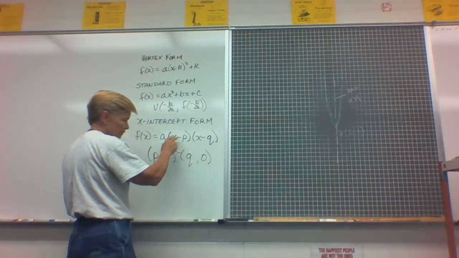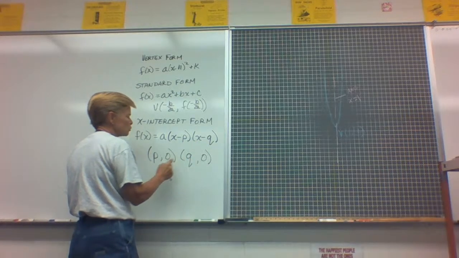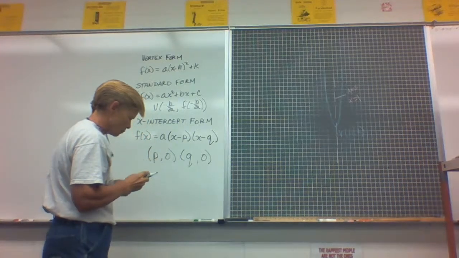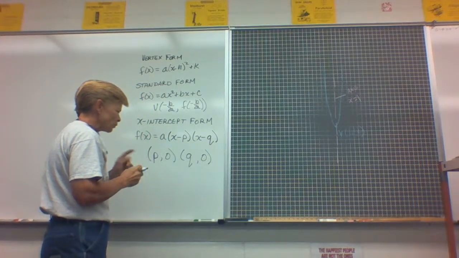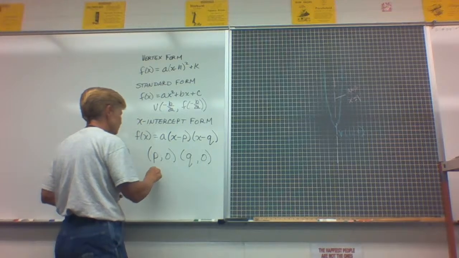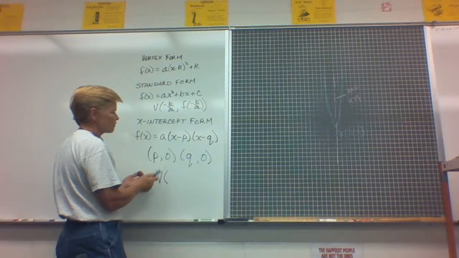If in this form right here, you can identify P and Q really easily. And this will give you 2 points on the graph of the parabola. Out of the millions that are on there, it'll give you 2 of them. But those 2 are really special, and they'll be able to give you other information so that you can find the vertex. And that's what you need to find. You need to have a way to find the vertex.